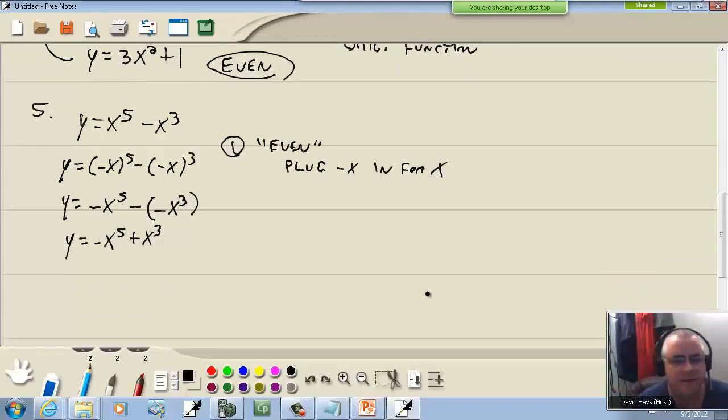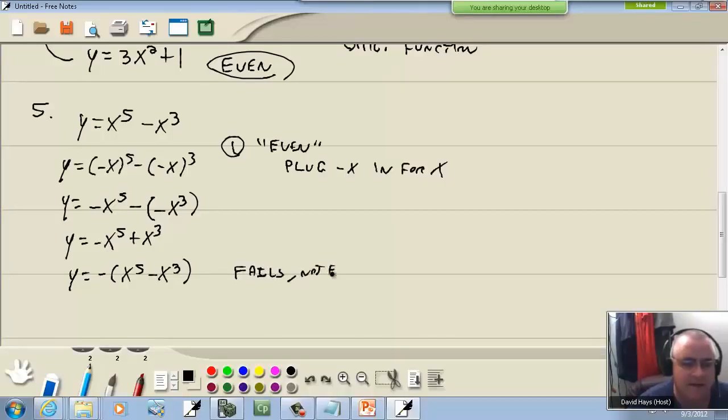Well, the question is, can we get it to look like the original? Well, let me try to factor a negative out. So factor a negative out, and I get x to the fifth minus x to the third. Well, that's close, but we got an extra negative that we cannot get rid of in any way. So it fails. That means it's not even.